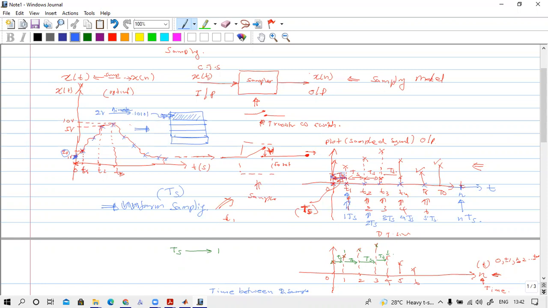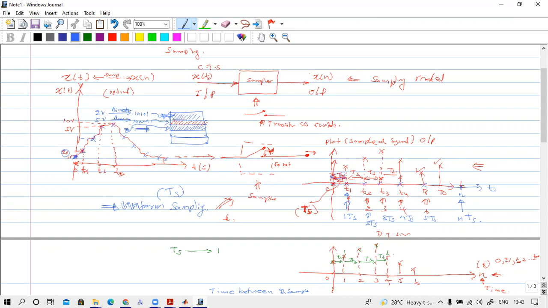This point also you can get. It may be 5 volt or something, and you can convert it to a binary form, like 101001. Then you can save it in another memory location here. You can get the third sample, this one, maybe 8 volt. Convert it to binary and store it in another memory location. That is one use of sampling.